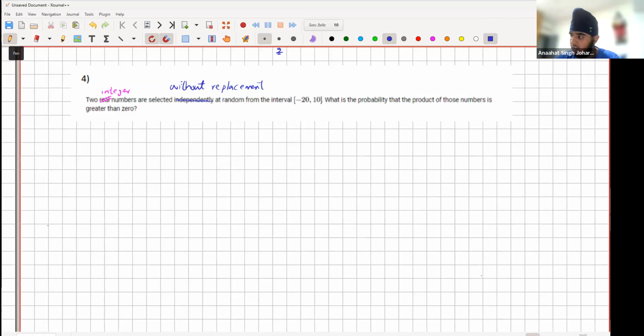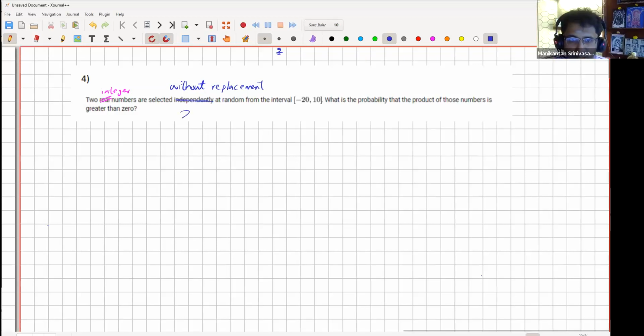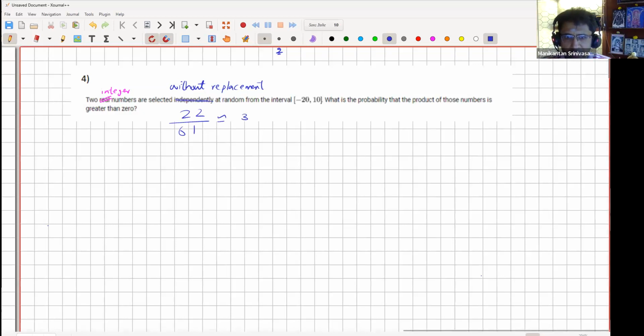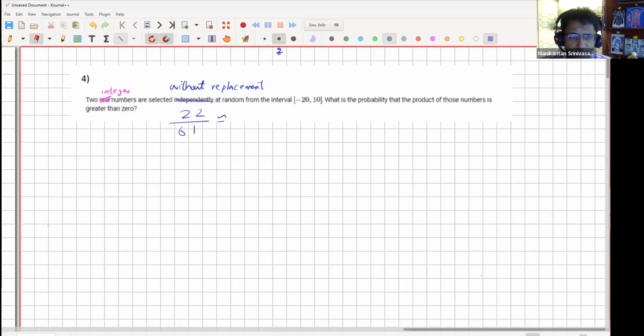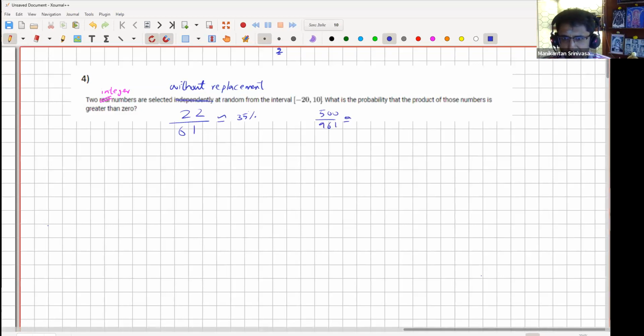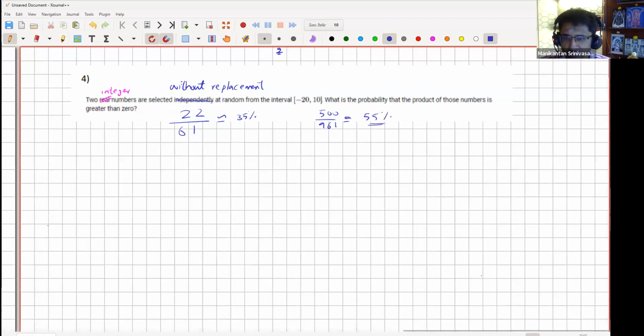So would it be 22 over 61? 22 over 61. Yeah. Okay, so this is approximately, how much is this? If I have to do it in 1.5, around 30%, you can say? Or no, around 35%, right? Around 35%, correct? So what did we get earlier? We got 500 by 961, which is roughly around 55%.